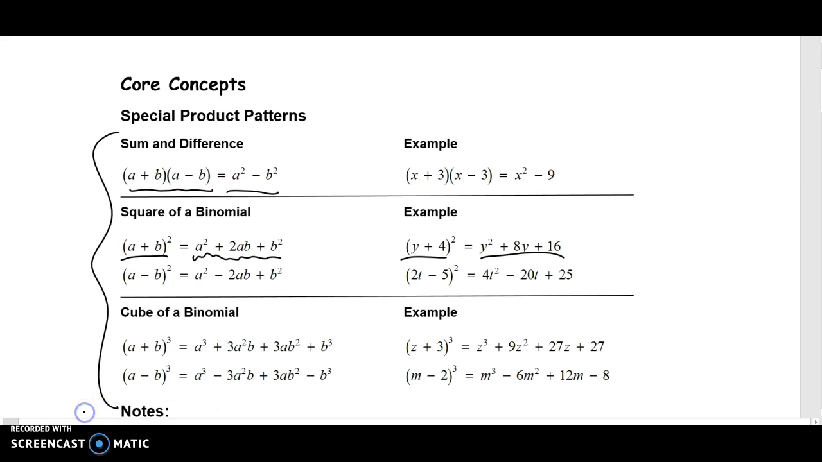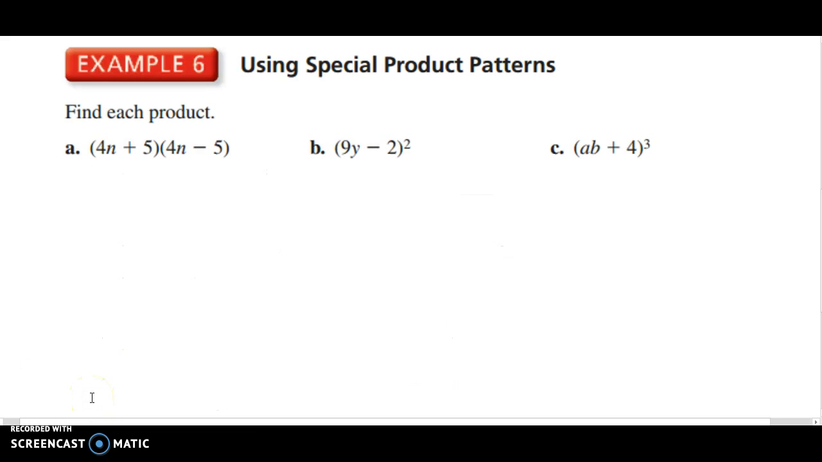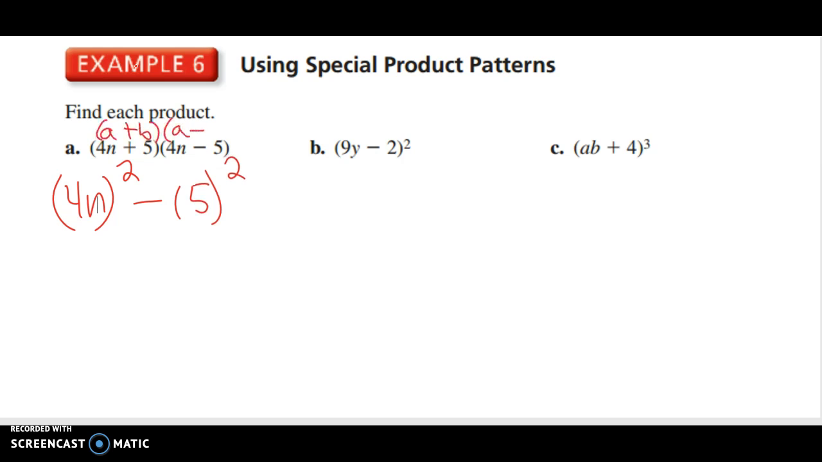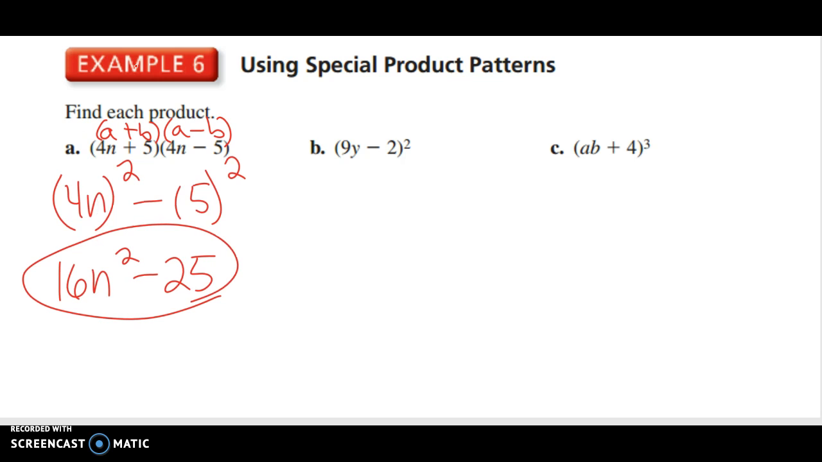Then go to example 6 in your notes, and we're going to see that for part A, this looks like the difference of squares, so that's the first part of the core concepts. So I can take a squared minus b squared, which means I'll have 4n, that's my a, squared, minus 5, that's my b, squared, because this is kind of like (a + b)(a - b). So now, if I simplify that, I'll get 16n squared minus 25, and that will be my final answer.